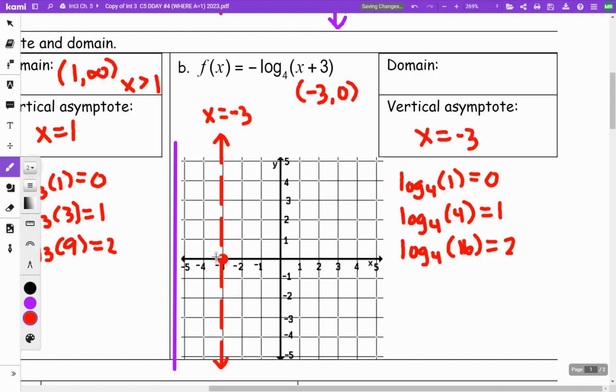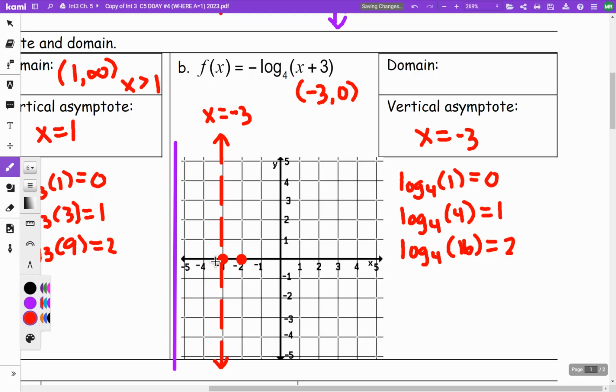Then I am going to be graphing this log base 4. So if I go out 1, log base 4 of 1, 0. If I go out 1, 2, 3, 4, log base 4 of 4 is 1. I'd have to go out to 16. That's not going to fit on my graph. Oh, sorry, I apologize. This one is a negative logarithm. So with that negative, it's going to be the same idea, but I'm going to be timesing it by a negative each time.